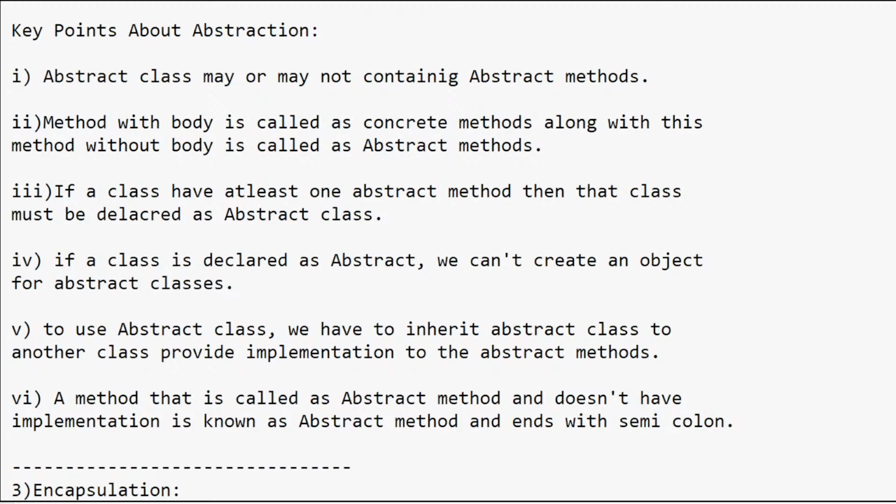So far I have discussed what is an abstraction and what are the key points we need to remember, and we saw just now one example, where we are implementing the abstract method in the other class which is inherited.